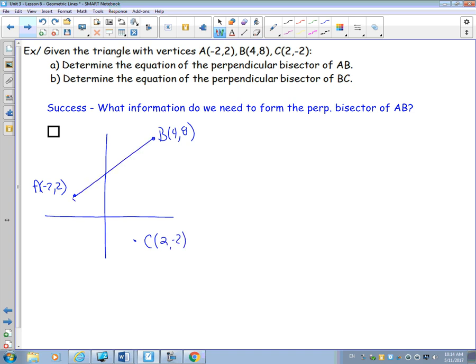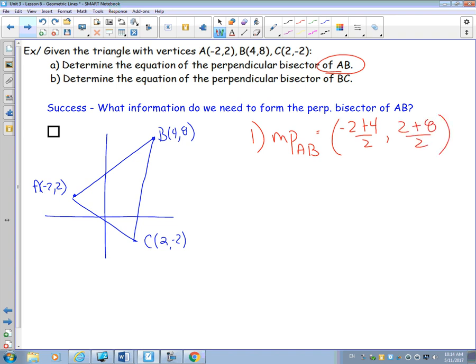I want to find the perpendicular bisector of AB. In other words, you can go through the middle of AB. So step one, let's find the middle of AB. All right, middle of AB, I can't see it, I have to find it first. So let's do midpoint. (-2 + 4)/2 and (2 + 8)/2 gives us 2/2 and 10/2, which is (1, 5).